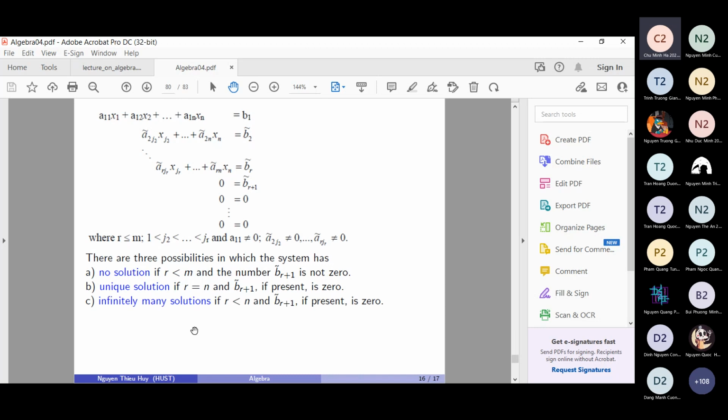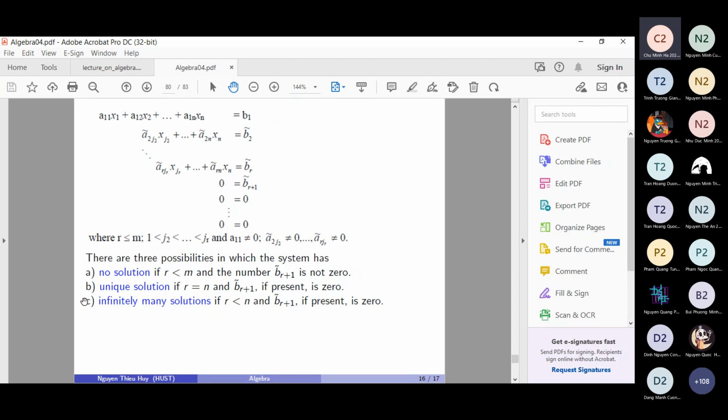And the last one, as in the previous example that I gave you, may have infinitely many solutions. This happens if r is less than n, and b tilde r plus 1 is of course 0, so that there is no contradiction. Because if it has a contradiction, then it has no solution. And what we want to consider is the last case here. The other cases A and B are easy already. We can work them easily.